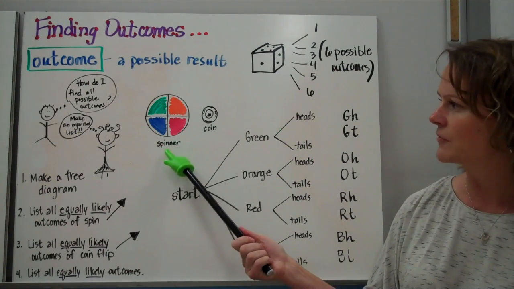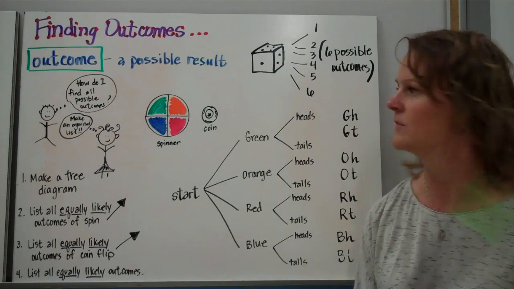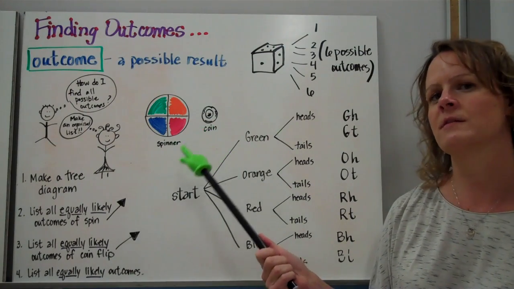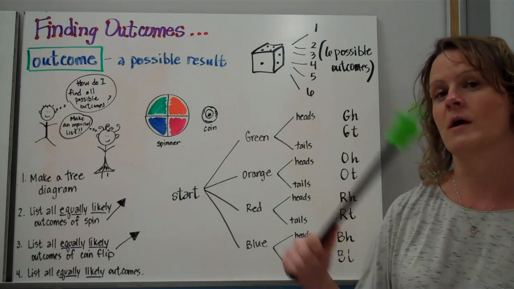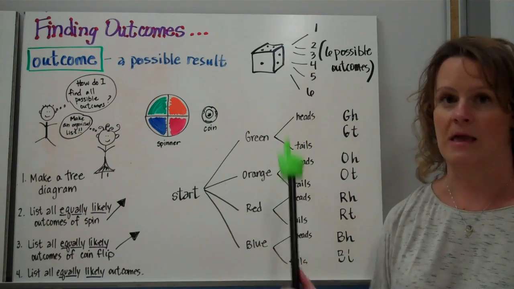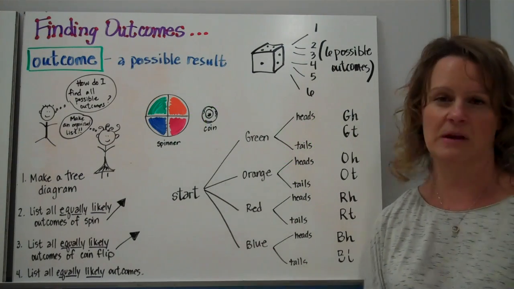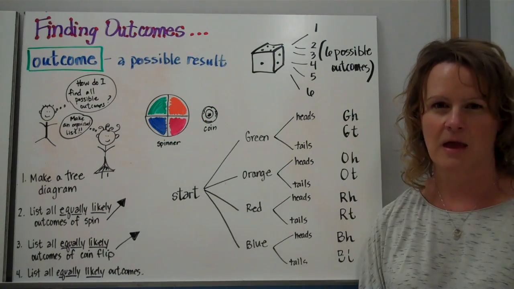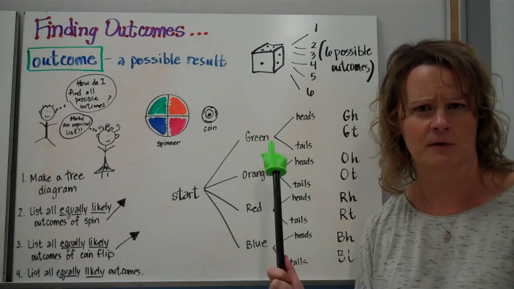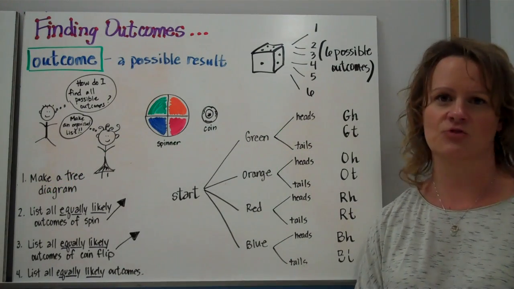So you can see that I have created a spinner with 4 colors. And also in this little activity, we're going to flip a coin. So our probability game involves first spinning the spinner and then flipping the coin. And I want to know how many possible outcomes there are. So again, we're going to make a tree diagram.